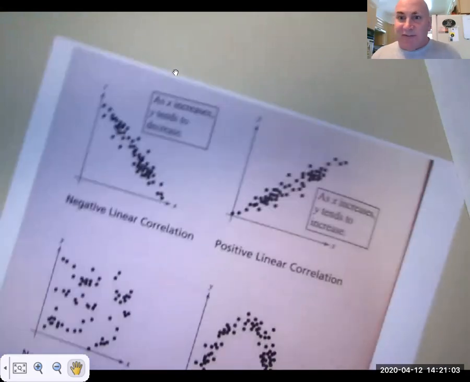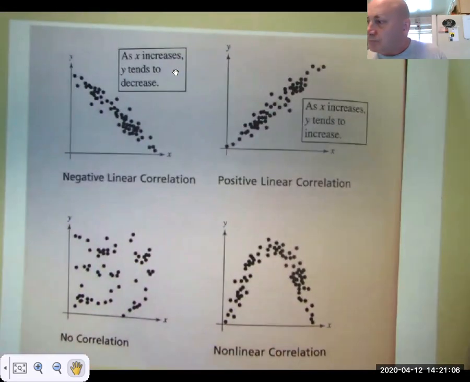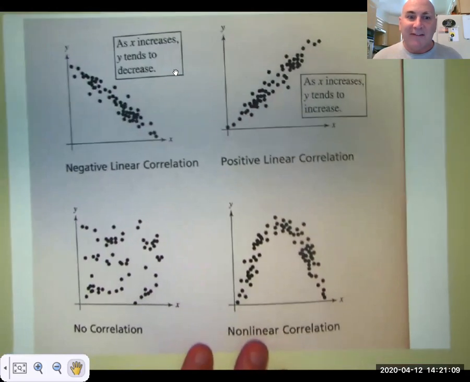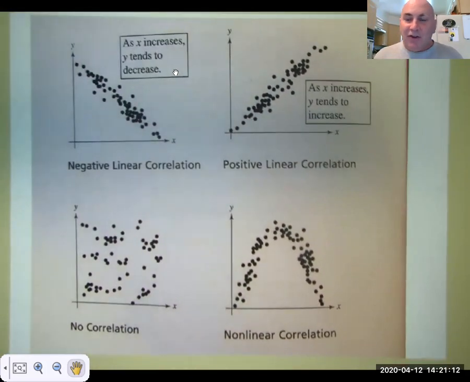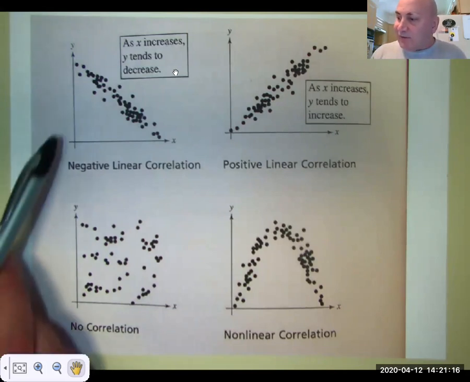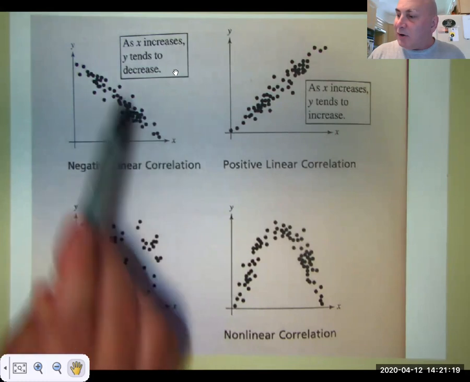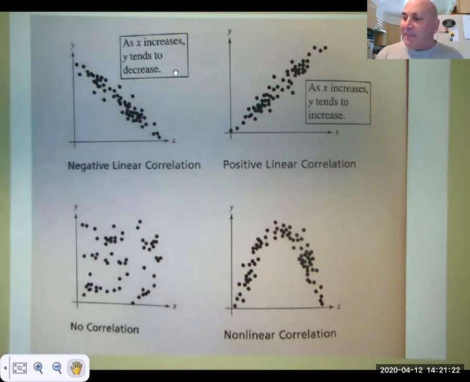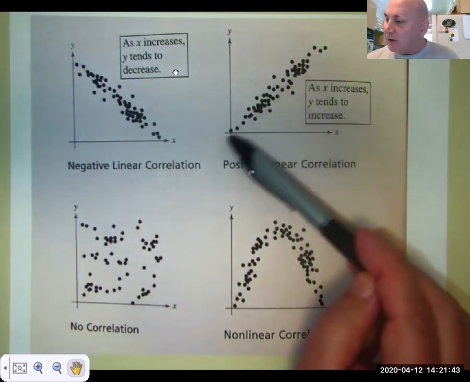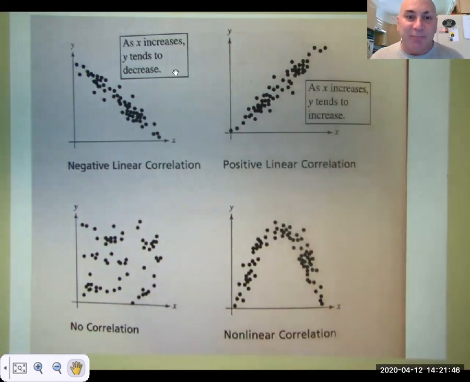So on page 470 of the textbook, you can see that these data points, generally speaking, as X gets bigger, Y gets smaller. So these data points have a negative linear correlation. We say it's a linear correlation because you could pass a line through there, and those data points form what I like to call a data cloud around the line. They're all hovering around that line, so the data set is linear. Similarly, here as X gets bigger, Y gets bigger. So these data points are linear.